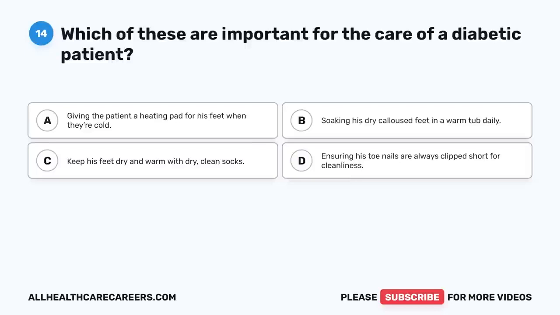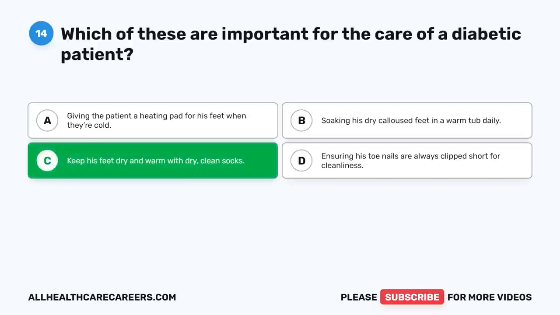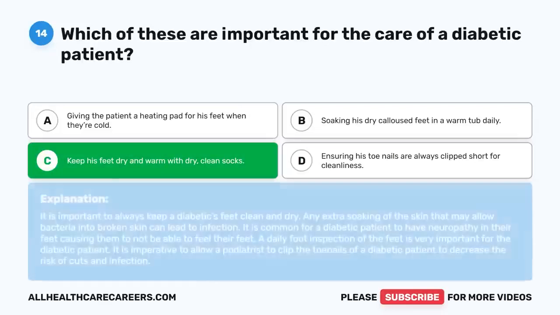A. Giving the patient a heating pad for his feet when they're cold. B. Soaking his dry, calloused feet in a warm tub daily. C. Keep his feet dry and warm with dry, clean socks. D. Ensuring his toenails are always clipped short for cleanliness. The correct answer is C. Keep his feet dry and warm with dry, clean socks.